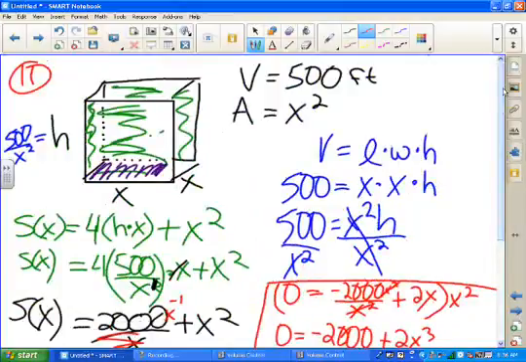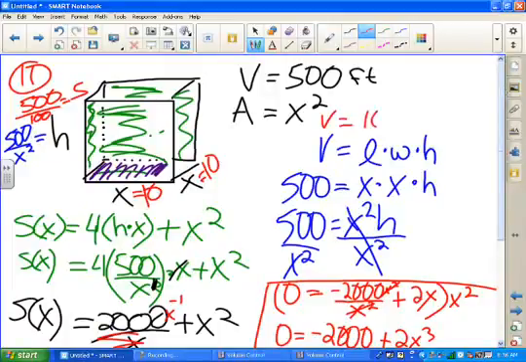That just means that x equals 10, so we're going to have to plug this back in. So the base is 10 by 10, and the height would be 500 over 10 squared, which is 500 over 100, which gives me 5. So the dimensions of this box is 10 by 10 by 5. Plug that back in. 10 times 10 times 5 does in fact equal 500. And that's how you find the minimum surface area of a box that has a volume of 500 cubic feet.